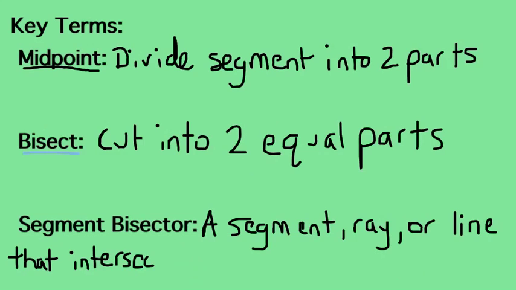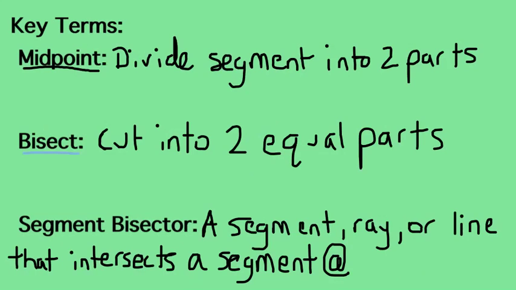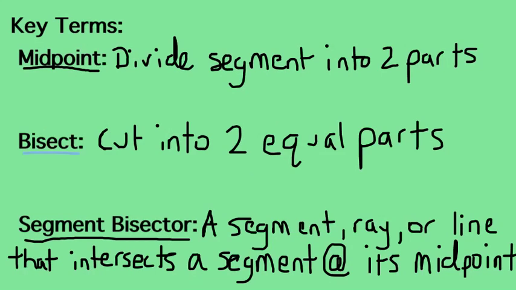So that intersects a segment. And we'll look at some examples here in a second. At its, I'm running out of room there, perfect, at its midpoint. Okay. So if you need to pause it and write some of these vocabulary words down, again, it's going to be something that we've seen already, but we're just taking it a little step further now.